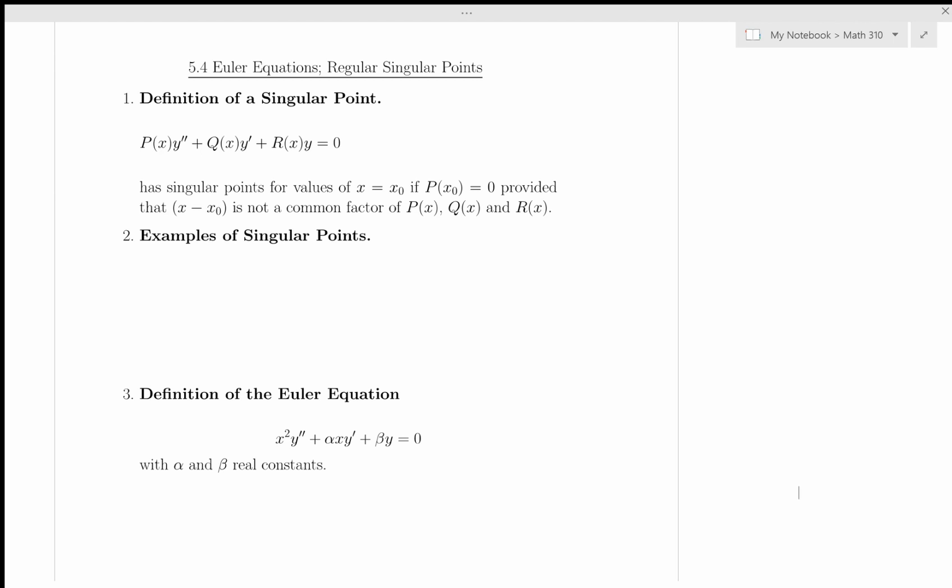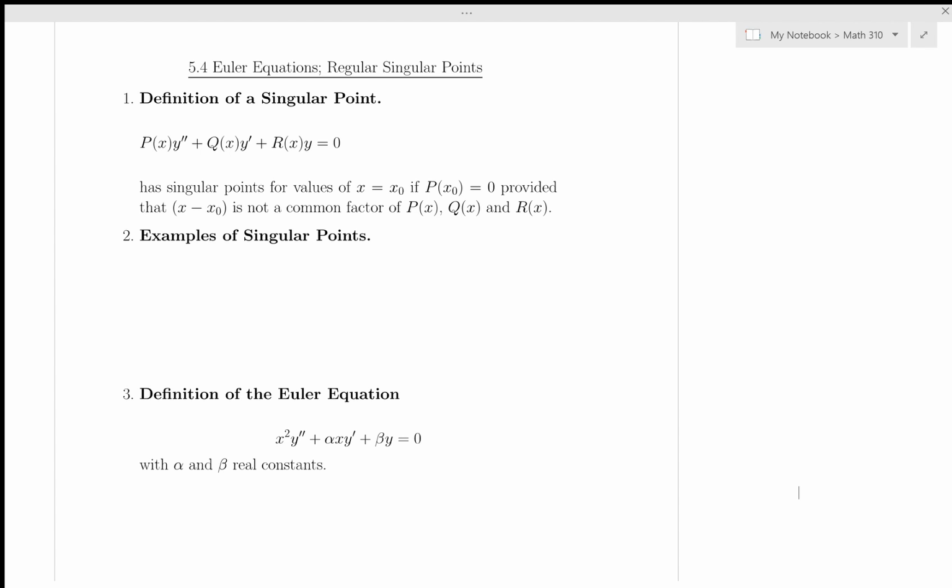So we're going to take a look at an important differential equation today, the Euler equation, and we're going to see how to solve that. And we're going to see, actually remarkably, that many second order differential equations basically look like the Euler equation near their singular points. So that's the overarching motivation for taking a very careful look at the Euler equation.